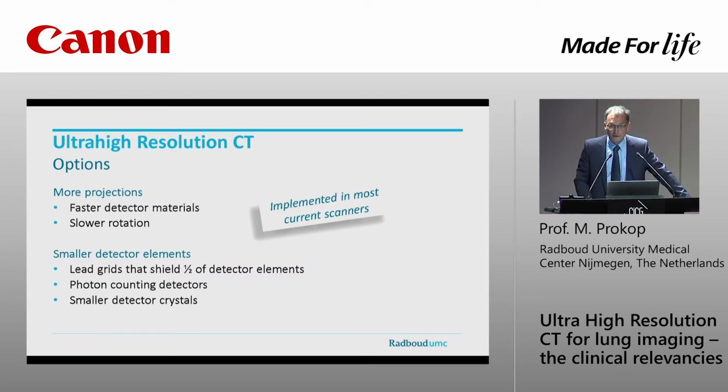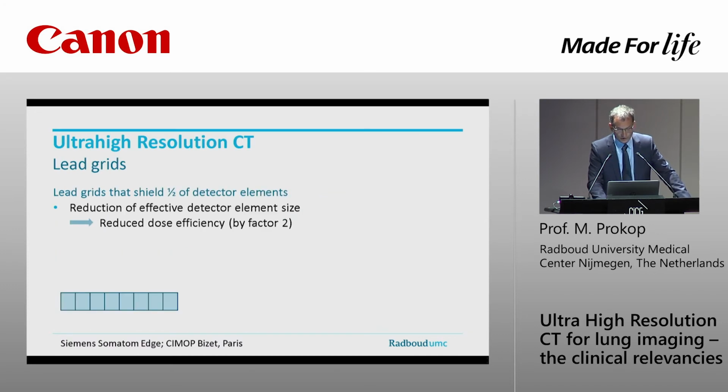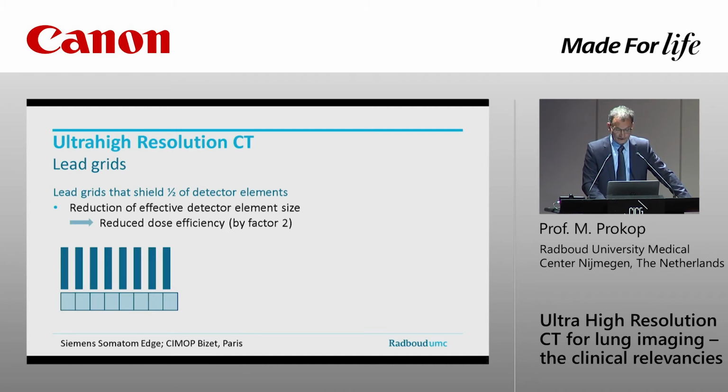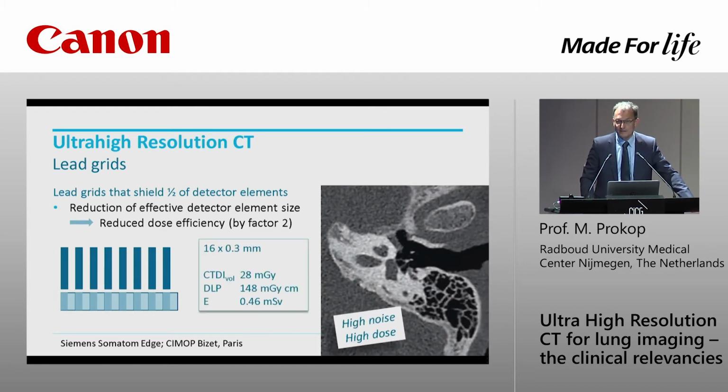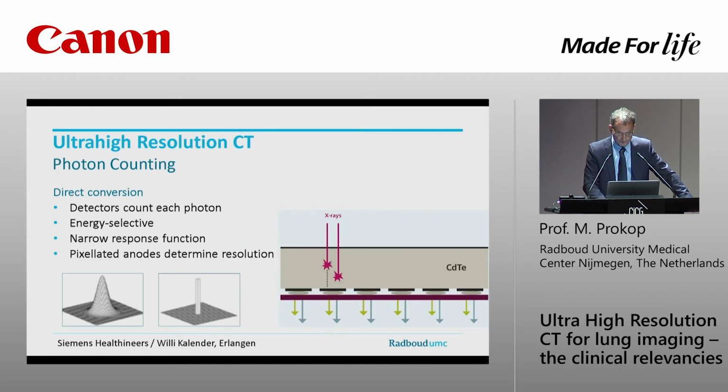Other options are smaller detector elements, and you can do that by just blocking part of the detector. We can also use photon counting or smaller detector crystals. By blocking half of the detector, we're making the effective detector element smaller. But of course, we're throwing away half the radiation dose that goes to the patient. It can help in some areas, and it's mainly used for the inner ear, where it gives you really good image quality, but at a relatively high dose.